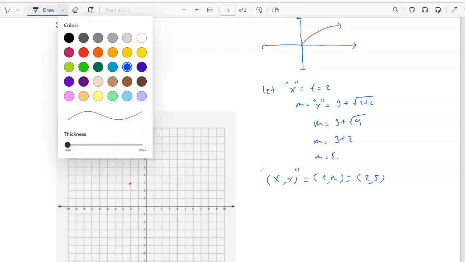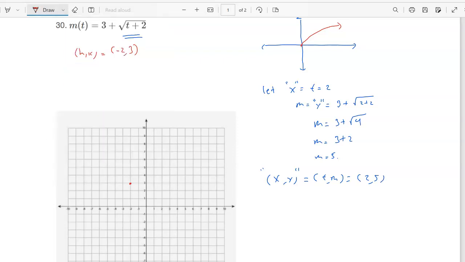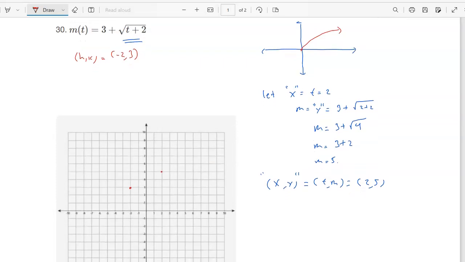So we're looking at 2 comma 5, which is up here. And then the last portion is, we don't have any negatives, so the coordinate point that used to be at 0 is now going to be at negative 2 comma 3, and then we're going to go in a curvature in this direction. So we're looking at the coordinate point negative 2, 3, and then 2 comma 5.